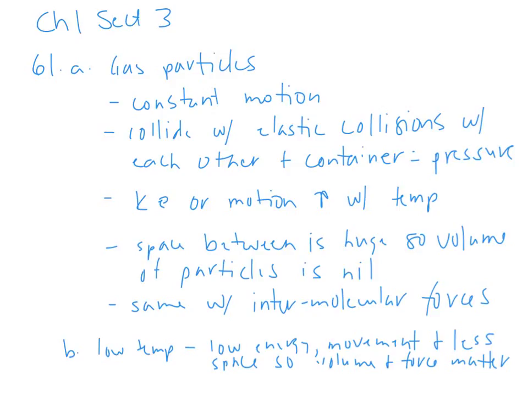Welcome. This video is going to look at more of the problems from Section 3 of Chapter 1 of the Brown SL Chemistry book. So number 61 says, list the main features of kinetic theory for ideal gases.